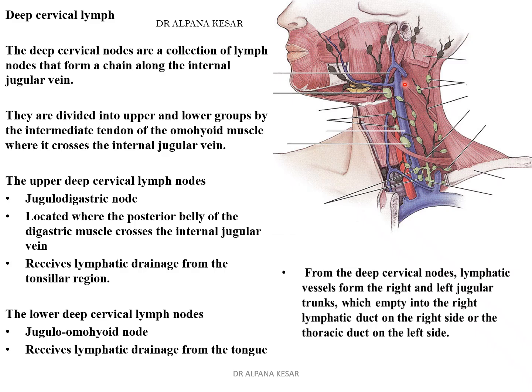The deep cervical lymph nodes also receive lymphatics from the superficial cervical lymph nodes. From the deep cervical lymph nodes, the lymphatic vessels will go into the right and the left jugular trunks, and the right and the left jugular trunks will finally drain into the right lymphatic duct on the right side and thoracic duct on the left side.